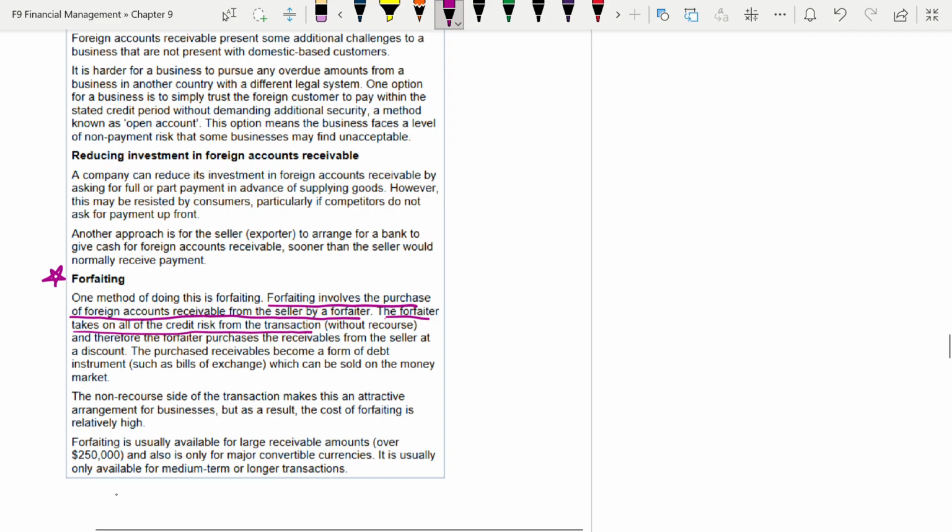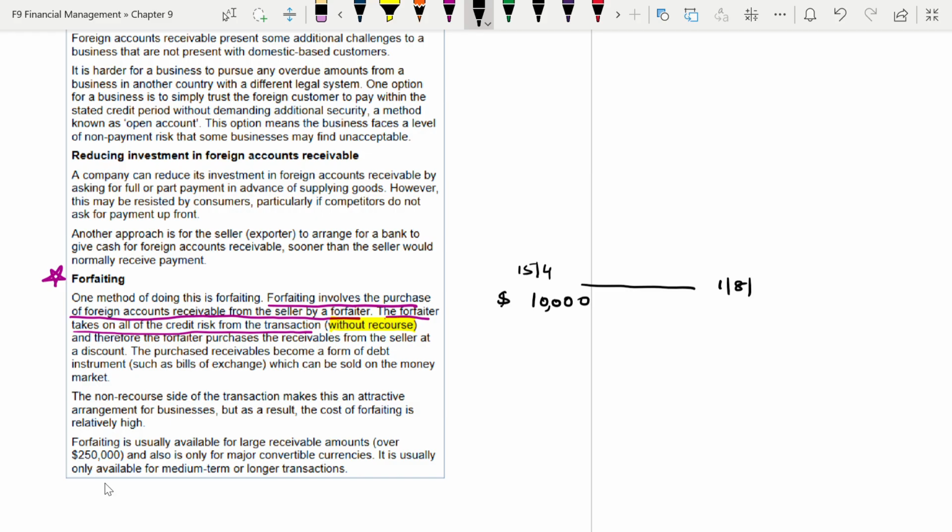There are two things here: without recourse and with recourse. Without recourse, very simple, what is forfeiting? I will tell you like this. You are going to receive $10,000 on the 1st of August. Today it is the 15th of April.